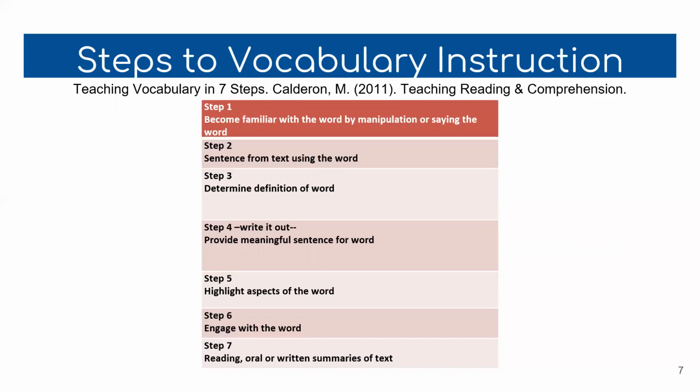Step 5, what are some aspects of the word? Prefix, suffix, root. Tell us about the word. Step 6, engage the word. Make it fun. And step 7, reading some oral written language with the word embedded within text. Make it beautiful into a storyline. The 7 steps by Calderon, best for ESL and SPED identified.